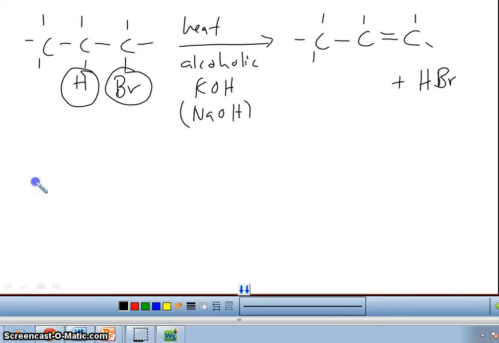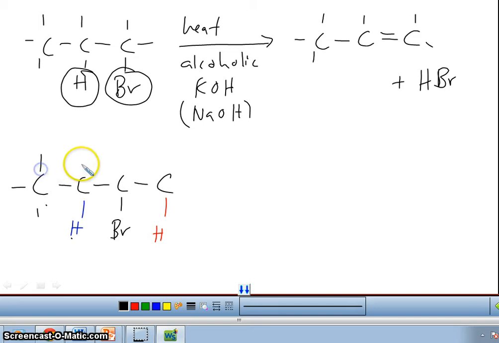Now if I have 4 carbons in a chain, so I have a butane chain, and then I have a bromine. This bromine has an option of going for this hydrogen or this hydrogen. Of course, there are hydrogens all around there, so that's cool. So I can make 2 products here.